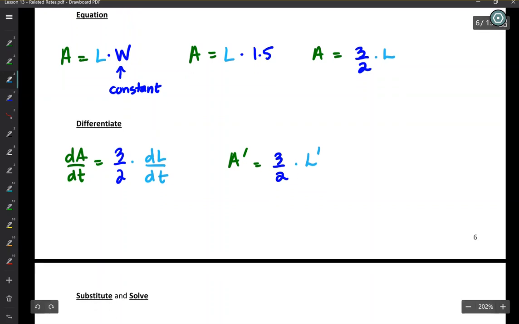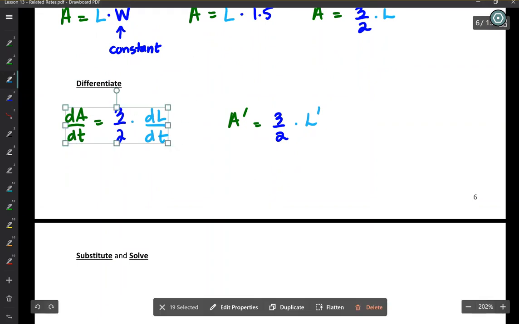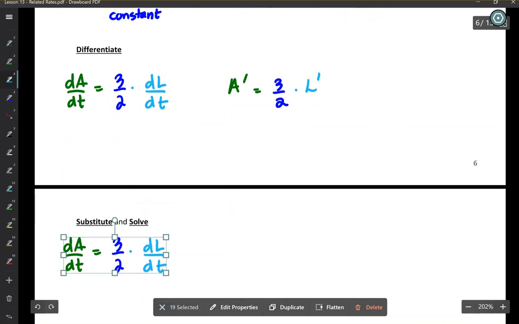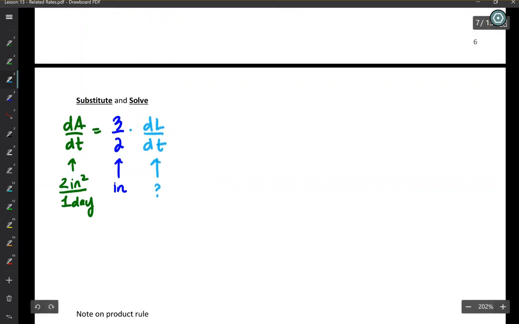All that's left is for us to substitute in the known information and then solve. All right, so let's go ahead and do that. So we were given that dA/dt is 2 square inches per 1 day. My width is that constant 1.5 or 3/2 of an inch, and we've been asked to find dL/dt. I think I will leave units off just for solving this little linear problem, and then we can talk about them in a second. 2 is equal to 3/2 times the thing I'm looking for.